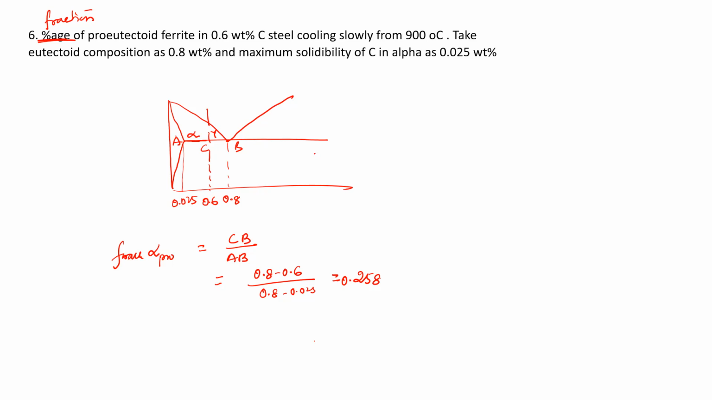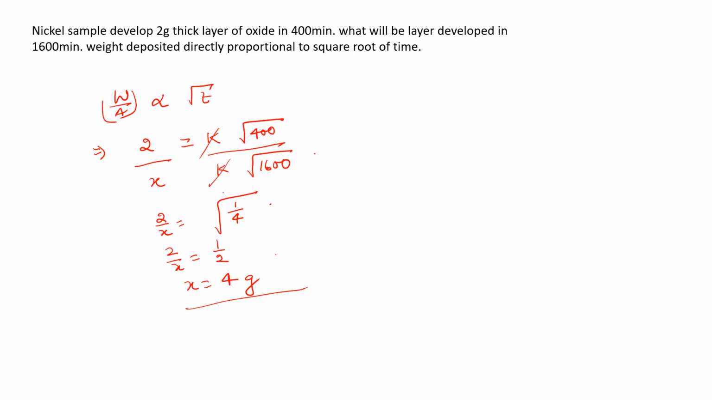Next, fraction of pro-eutectoid ferrite in 0.6 weight percent carbon steel cooling slowly from 900 degrees centigrade. Take the eutectoid composition as 0.8% and the maximum solubility of carbon as 0.025%. The tie line will be AB. Since alpha is on the left side, the fraction of pro-eutectoid ferrite will be from the right, divided by the total length of the tie line, that is CB by AB. So 0.8 minus 0.6 divided by 0.8 minus 0.025. The answer will be 0.258.